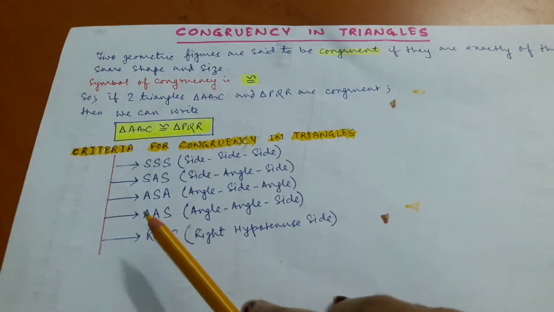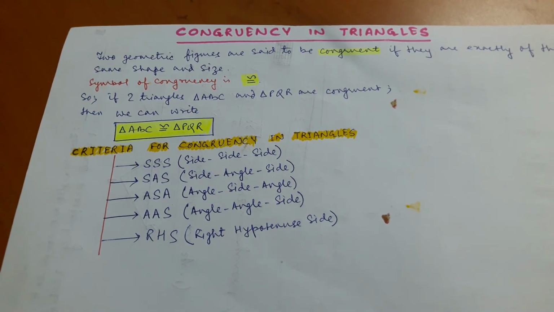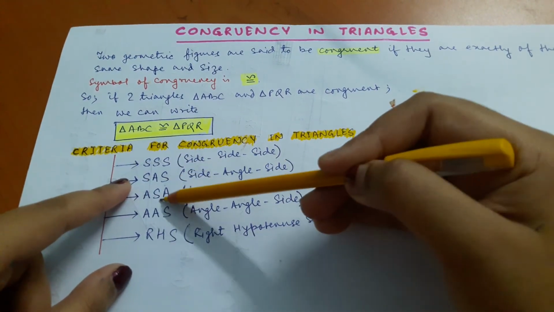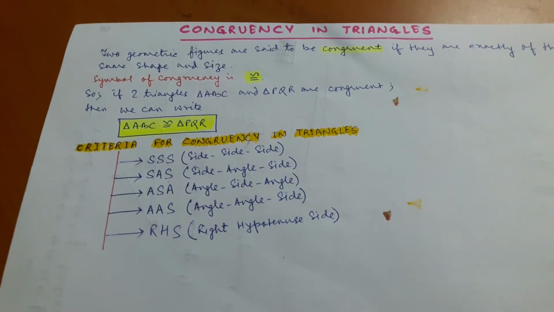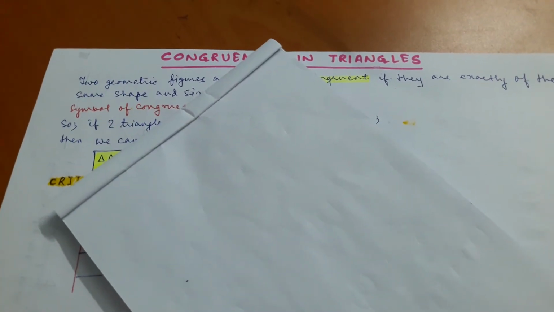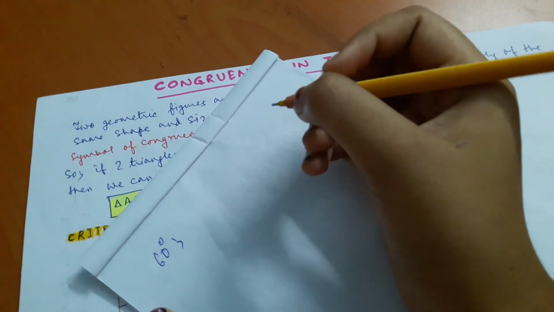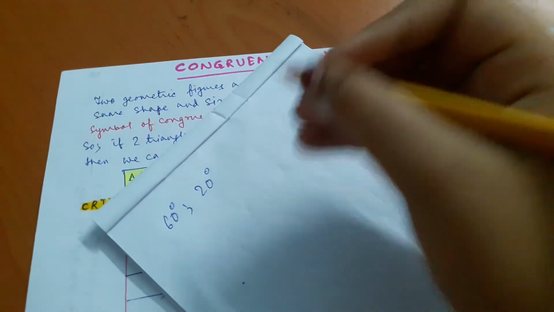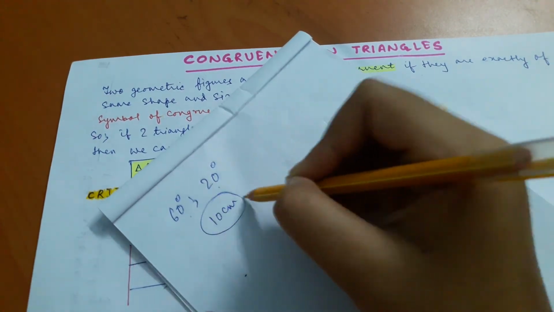The next criteria is ASA, angle side angle. Just the opposite of SAS. In SAS the angle was in between the two sides. Here the side is in between. Side is in between the two angles. Now for the ASA criteria, suppose for a triangle we know one angle as 60 degrees. Let's assume another angle as, say, 20 degrees and a side as 10 centimeters, such that this side is in between these two angles.